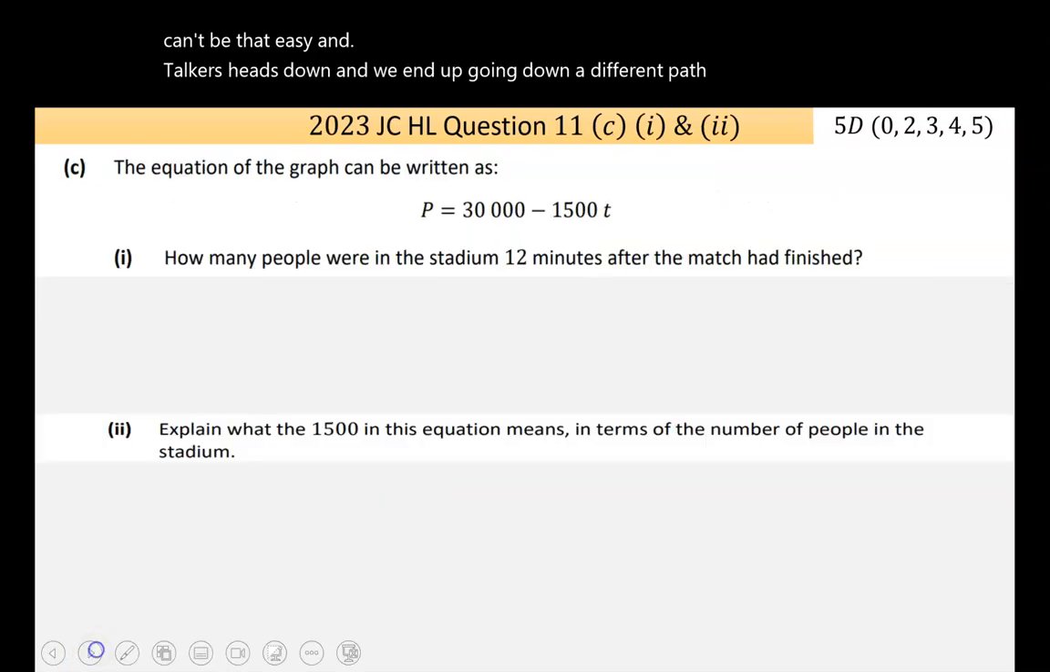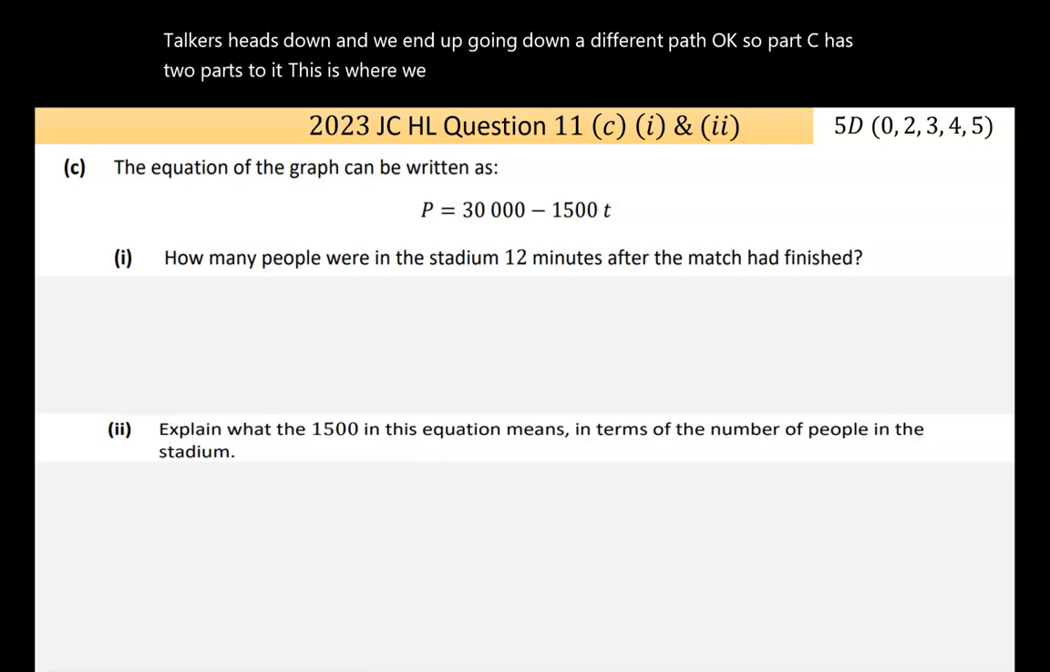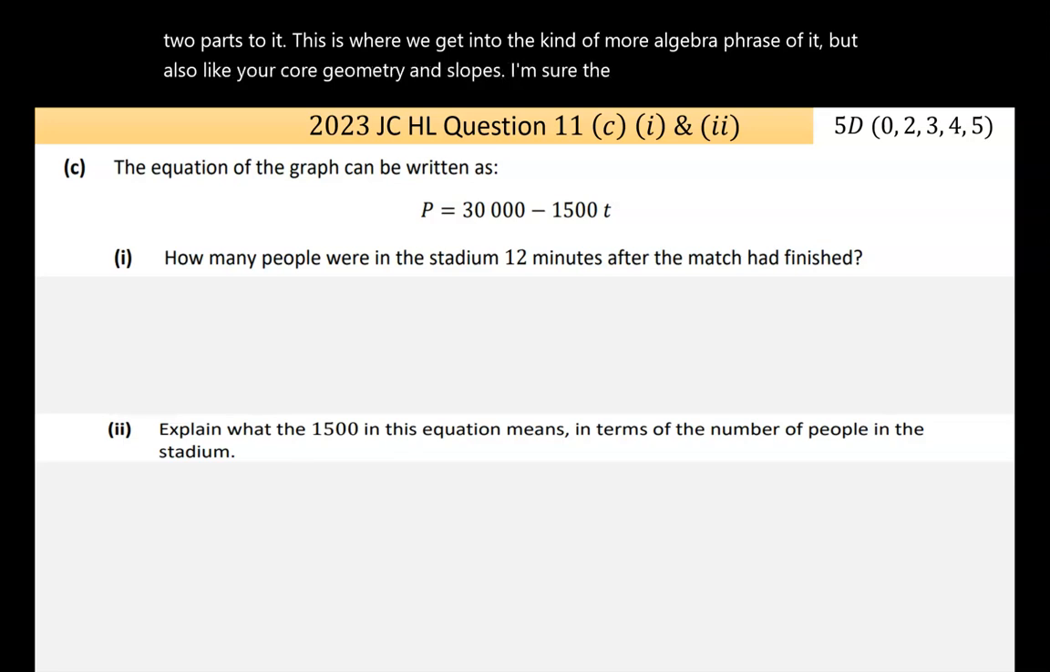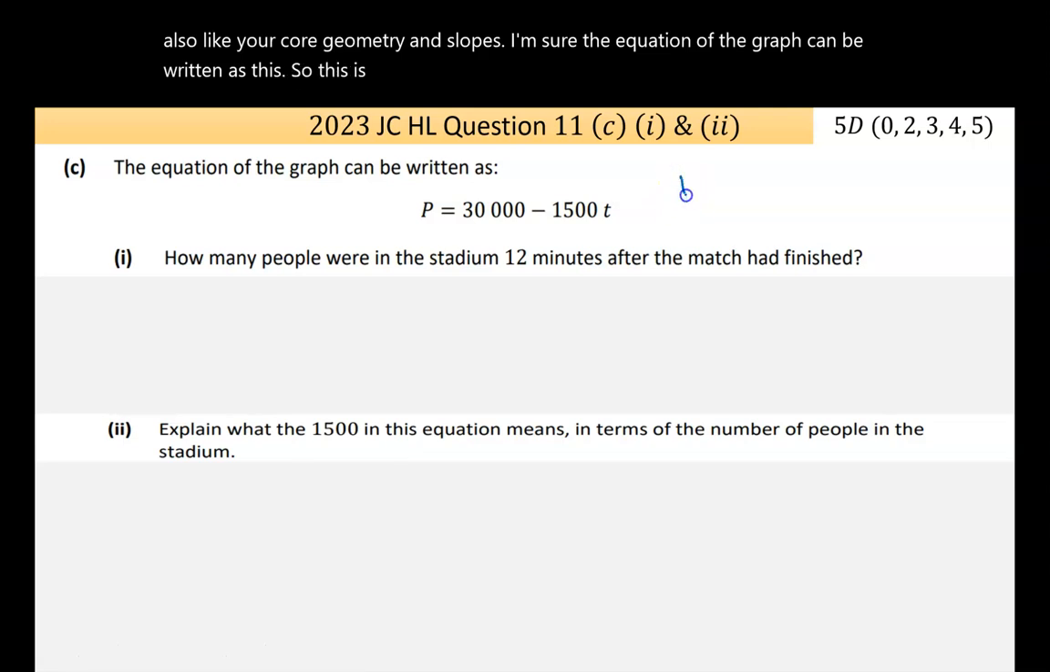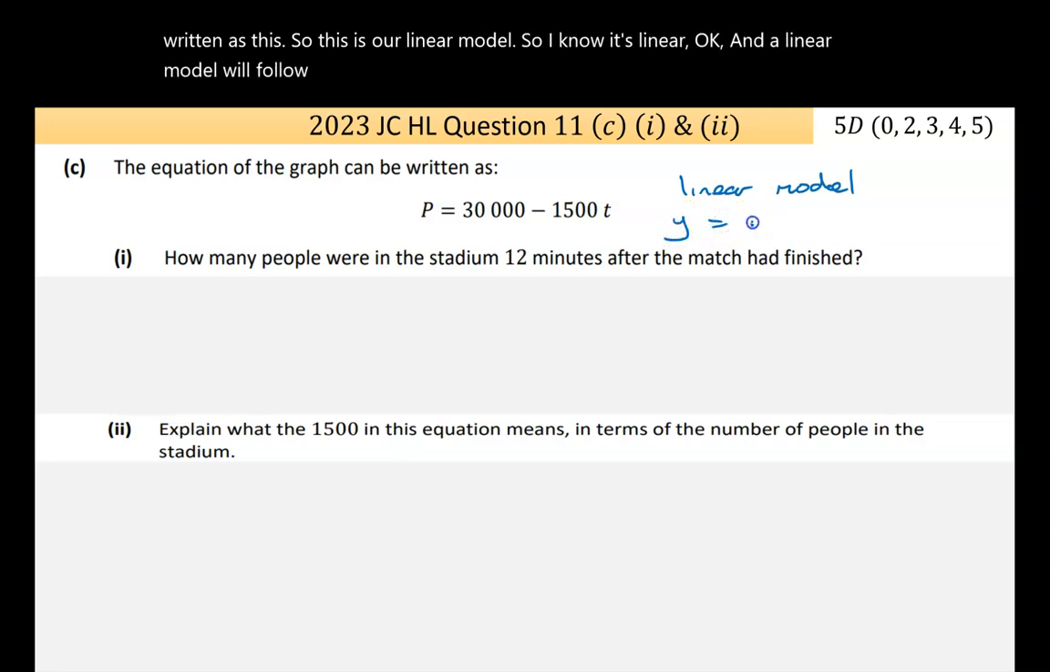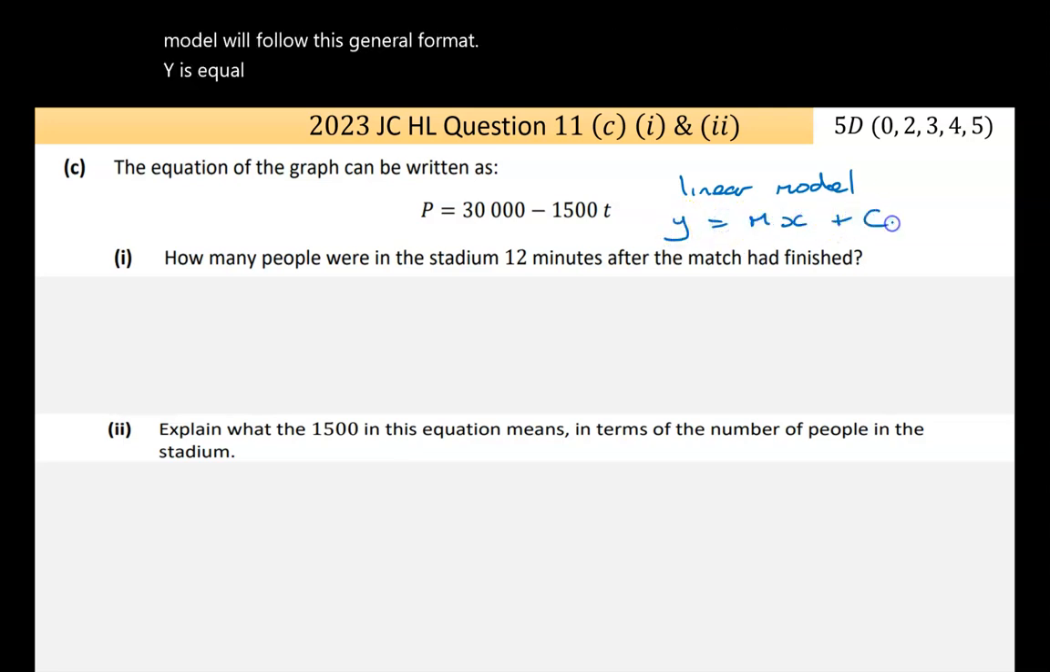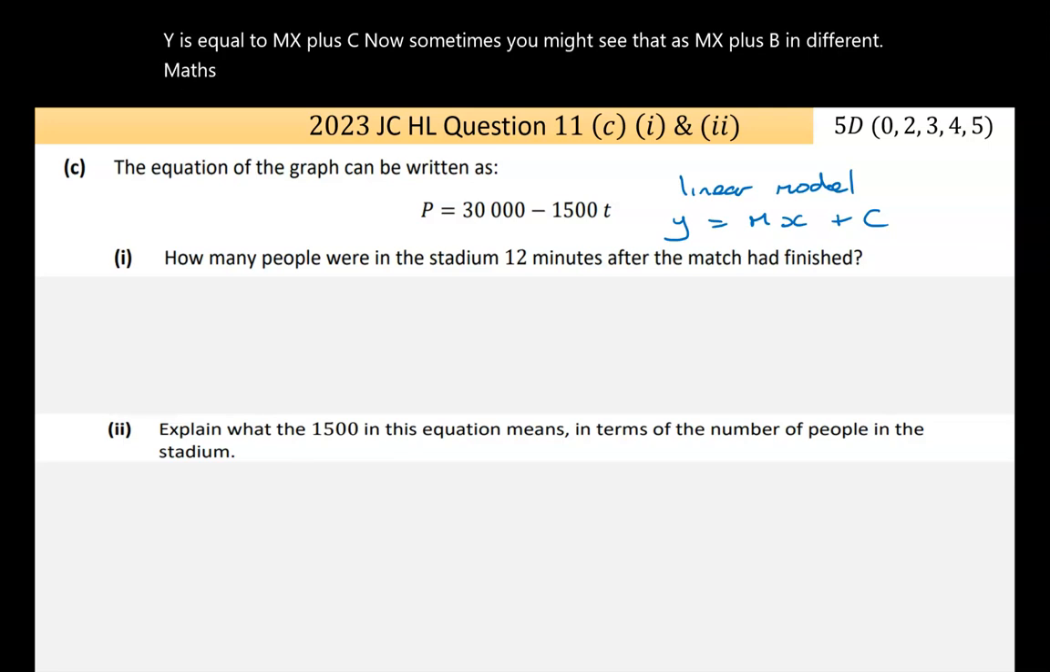So part C has two parts to it. This is where we get into the more algebra phase of it, but also coordinate geometry and slopes, I'm sure. The equation of the graph can be written as this. So this is our linear model. So I know it's linear, and a linear model will follow this general format: y is equal to mx plus c. Sometimes you might see that as mx plus b in different maths things, but it's ultimately the same.